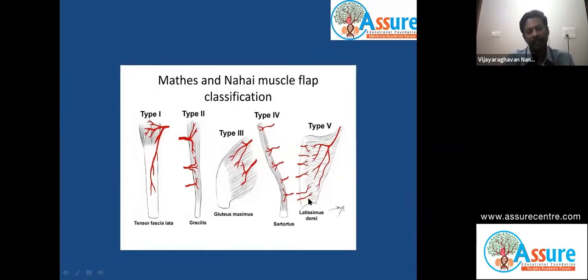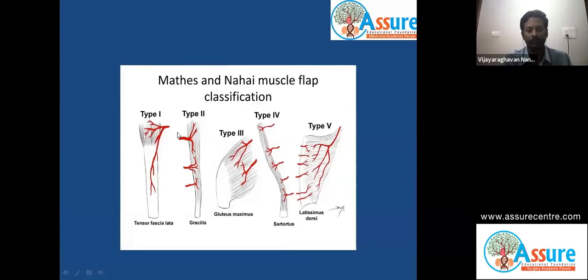By segmental, I mean, even if you take down this major pedicle, if you raise the flap based on these segmental pedicles, this will survive. But if you base it on these minor pedicles, this flap will not survive. That's the difference between type 2 and type 5. That is why this is called minor pedicles. That is why this is called segmental pedicles.